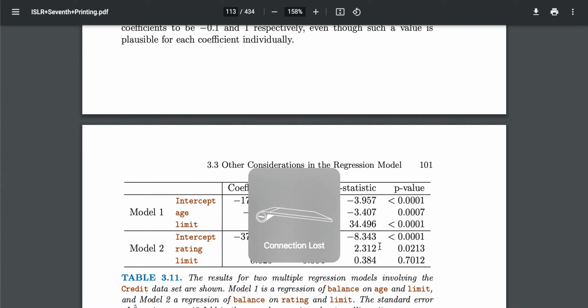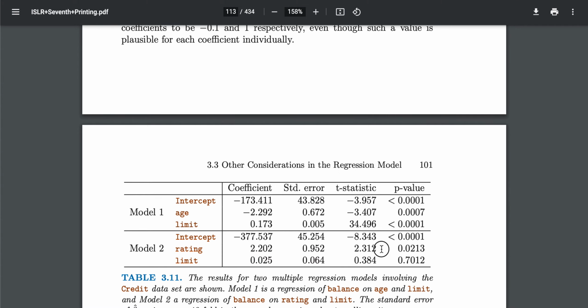Rating, you see, rating and limit. Rating has 0.9, so this is not bad, but the standard error for limit is large. The t statistic is small, so it's not even significant because these two are highly correlated, so one of them is sufficient. Whereas here, in model 1 when we had age and limit, because these two were very uncorrelated, this coefficient is actually significant.